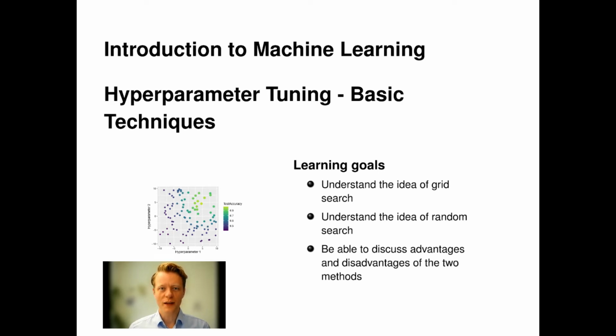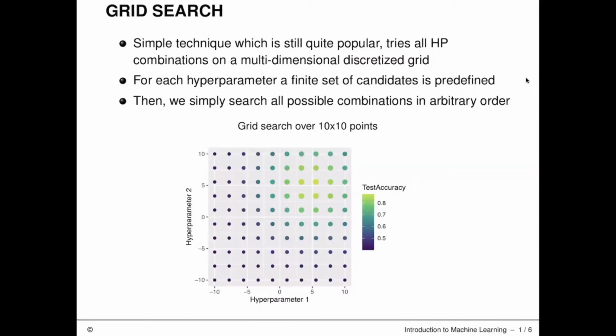I'm Ludwig Botmann, and in this video, I will tell you about basic techniques for hyperparameter tuning. We will speak about grid search and random search, and in the end, you should be able to explain the difference of the two methods and to discuss the advantages and the disadvantages. First, we look at grid search.